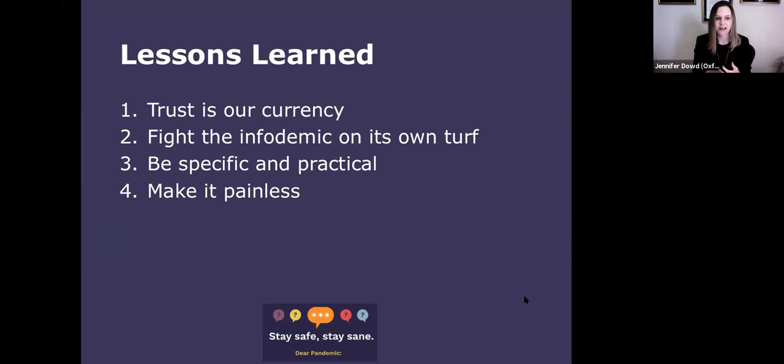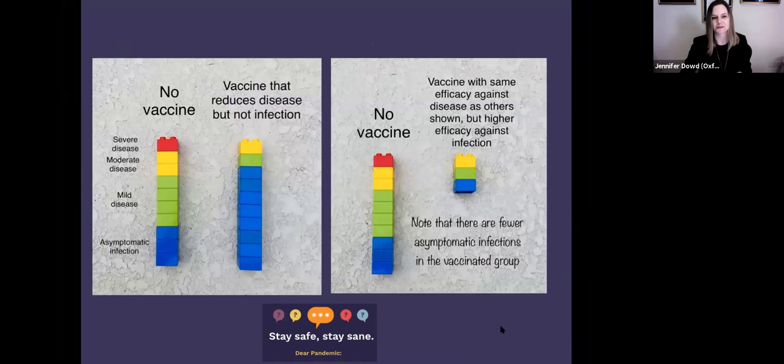So I look forward to hearing Ed's perspective and talking some more with you all. Oh, and this was my shout out to good visualizations as well. This was one of Natalie Dean's wonderful contributions on Twitter, explaining the difference between vaccines that reduce disease but not infectiousness versus ones that reduce infectiousness. So a shout out for good visualizations, which have been really key.